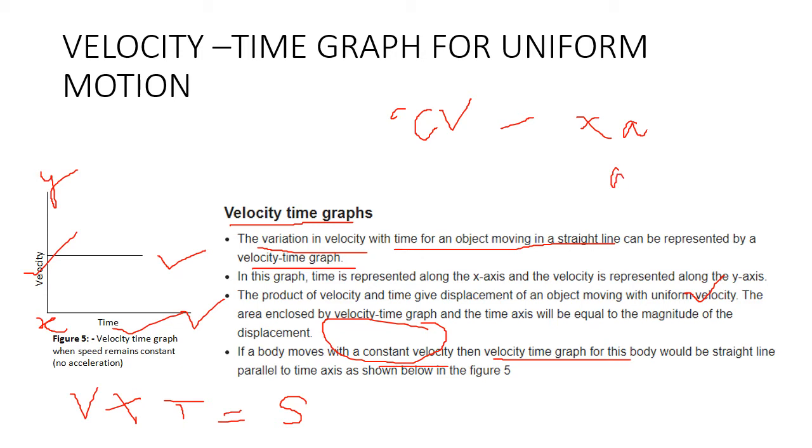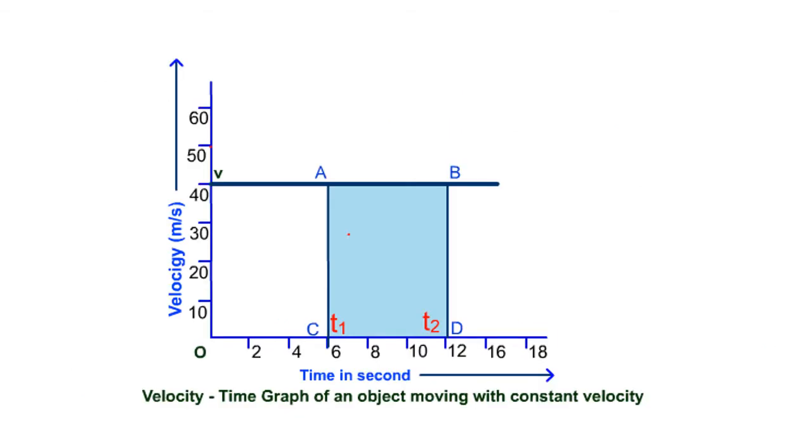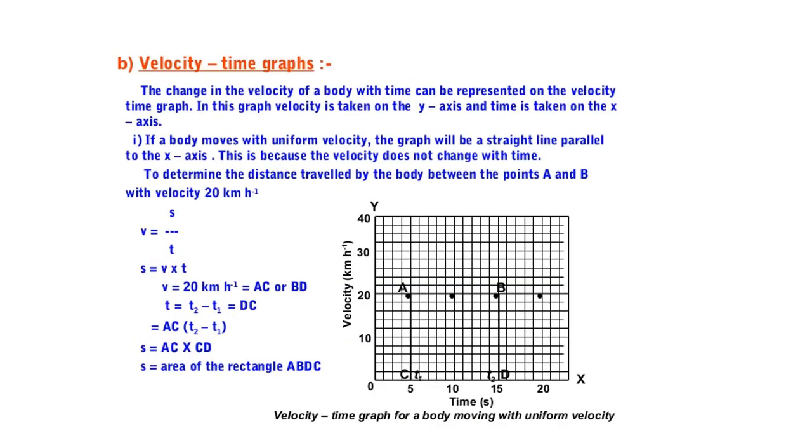When there is acceleration, that means there is a variation in the velocity. This is how the graph looks. This is the velocity, this is the time, and in 5 seconds it traveled at 40 meter per second, and again in 11 seconds it was at 40 meter per second. So there is no change in the velocity, which means there is no acceleration. According to the velocity time graph, you will get a straight line, and from this graph itself we can determine the distance traveled by the body.